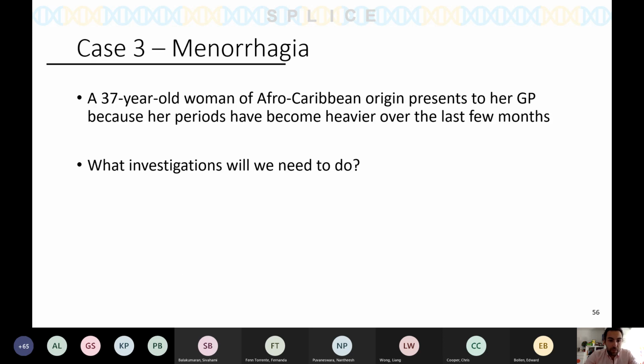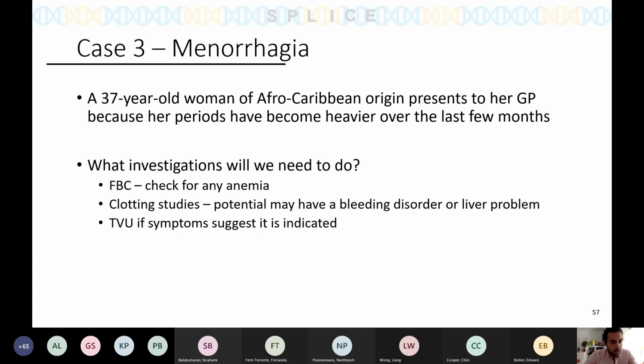Okay, so what investigations will we need to do for our patient? Transvaginal ultrasound, yeah, nice. Basically, that's what you want to be doing. FBC to check for anemia, yeah, good. Thyroid test as well, nice. So FBC checks for any anemia, clotting disorders, potentially a bleeding disorder or a liver problem that's messing up the clotting factors. And yeah, thyroid function test I should have included in there, so that's good.